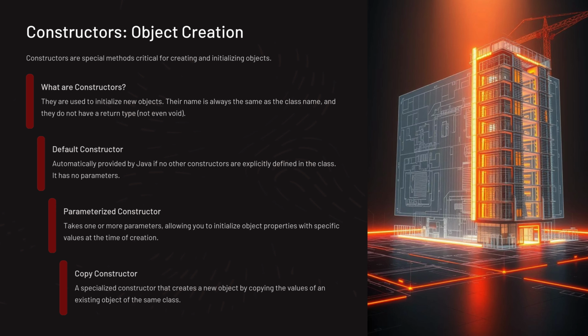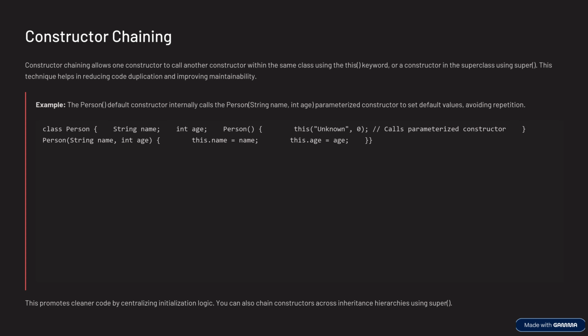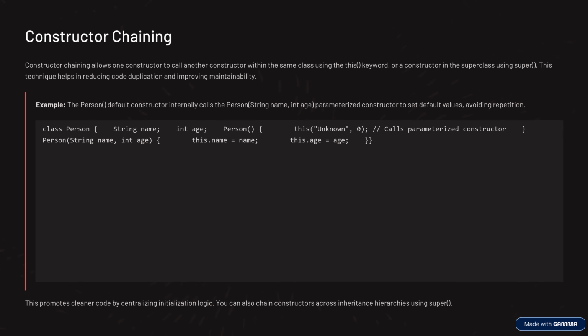Copy constructor. A specialized constructor that creates a new object by copying the values of an existing object of the same class. Constructor chaining. Constructor chaining allows one constructor to call another constructor within the same class using the this keyword, or a constructor in the superclass using super. This technique helps in reducing code duplication and improving maintainability.